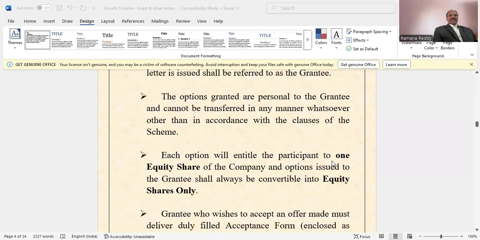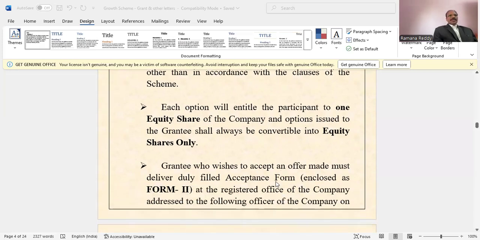Each option will entitle the participant to 1 equity share. One option, 1 equity share. For example, 100 options, 100 equity shares. Options issued to the grantee shall always be convertible into equity shares. An employee who wishes to accept an offer made must deliver the duly filled acceptance form, enclosed as Form 2. If the grantee is willing to accept, he has to accept on or before the date given, sign accordingly, and submit to the company.